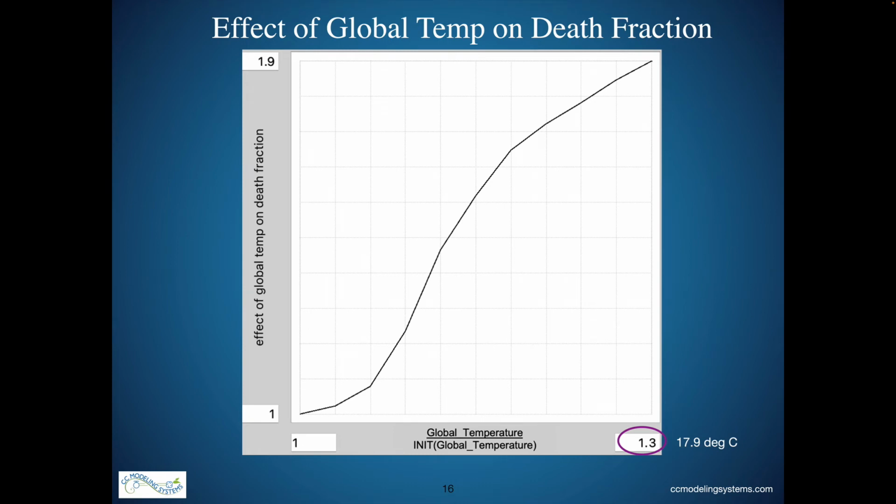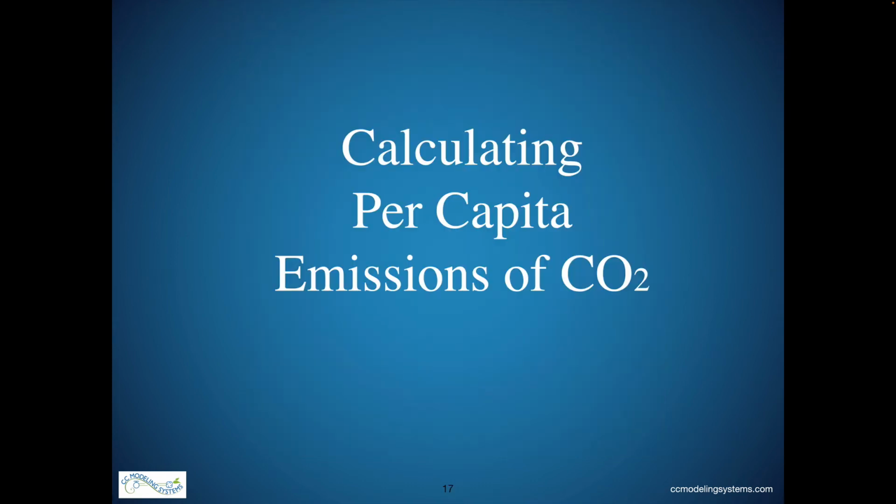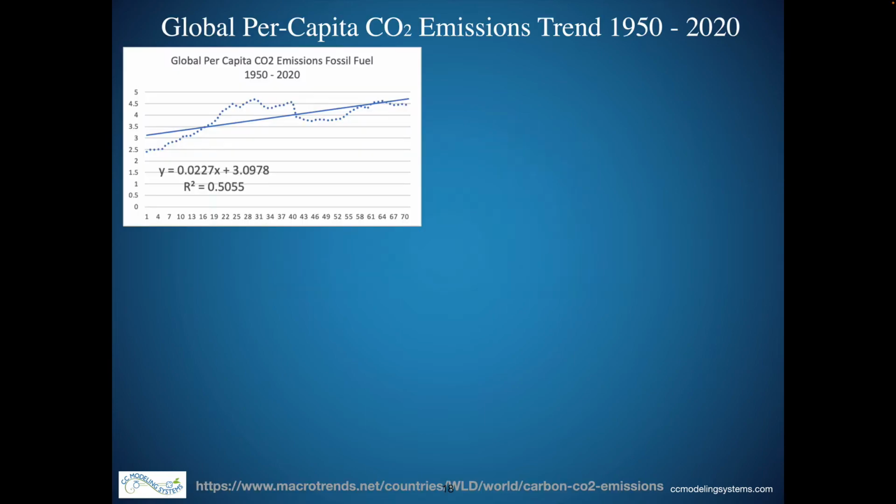Next, I will show how I added the calculations for per capita CO2 emissions to the model diagram. I decided to use CO2 per capita global emissions from 1950 to 2020 as an impact of global population on global temperature change. But the trend line did not fit the time series CO2 emission data well. Notice there was a significant drop in CO2 emissions in 1990.